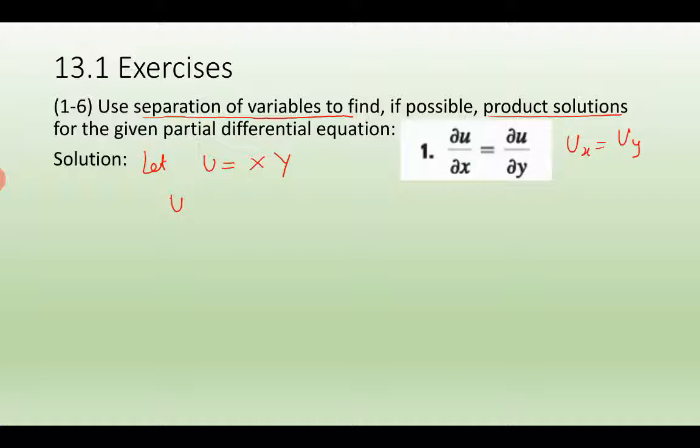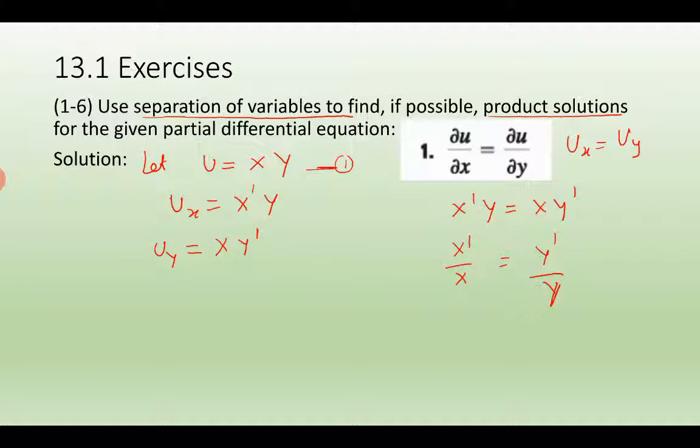Now ux, when you differentiate this equation with respect to x alone, you will get X prime Y, and uy, when you differentiate with respect to y alone, X will not be disturbed, giving XY prime. We will use this in the equation. So ux is X prime Y is equal to XY prime. Now club the x's on the left side and y's on the right side. X prime over X is equal to Y prime over Y. This is what we get.